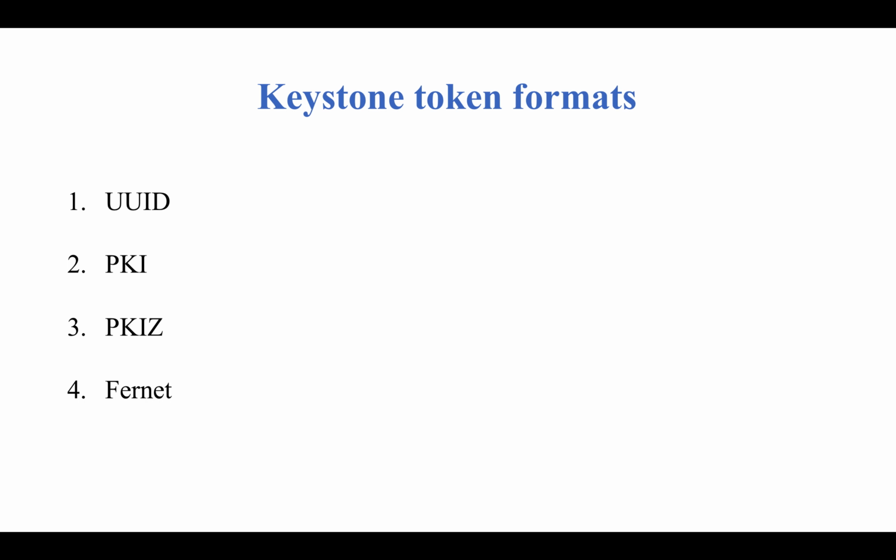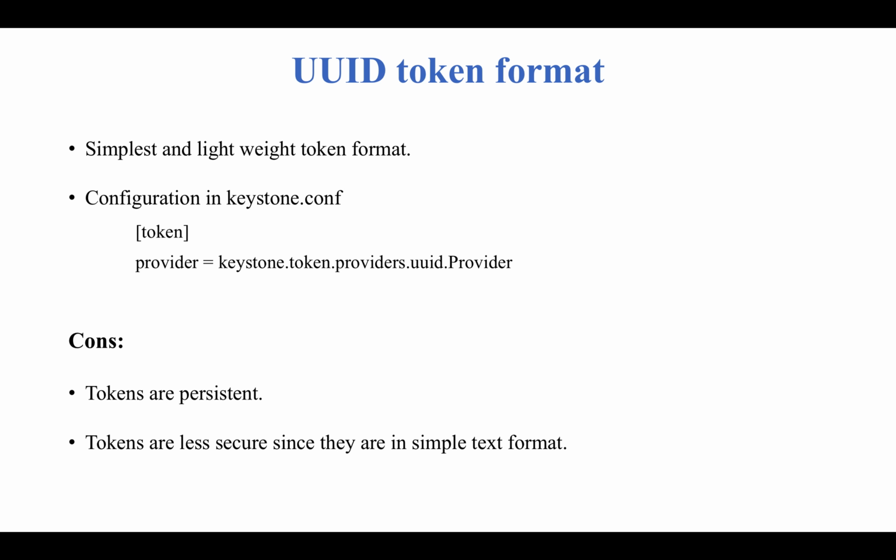Keystone is an OpenStack identity service responsible for authentication and authorization. It validates the user's credentials at the time of login. Upon successful validation of the credentials, it issues a token that the user can use to make REST API calls. There are multiple token formats that Keystone supports. Let's understand them in detail.